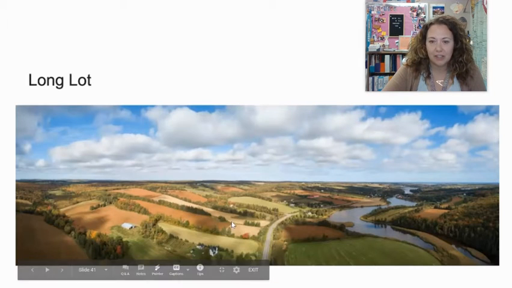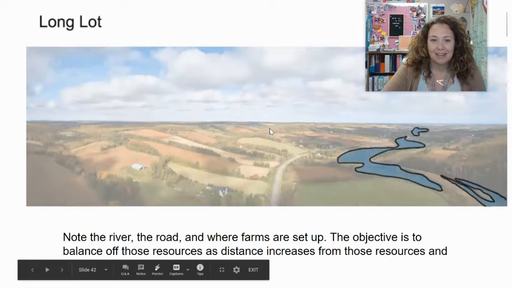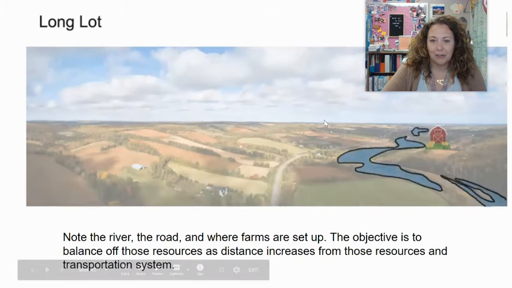And you can see here's a great example of that. Okay. All right.